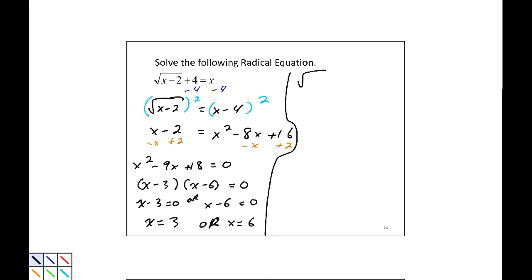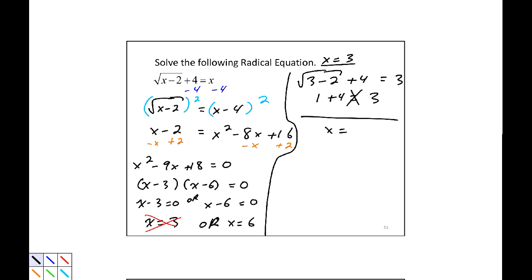We have the square root of, I'm going to first start with x equals 3. 3 minus 2 plus 4 equals 3, because that's what our x value is. The square root of 3 minus 2, that would be the square root of 1, so 1 plus 4 equals 3. That is not true. So x equals 3 is not a valid solution.